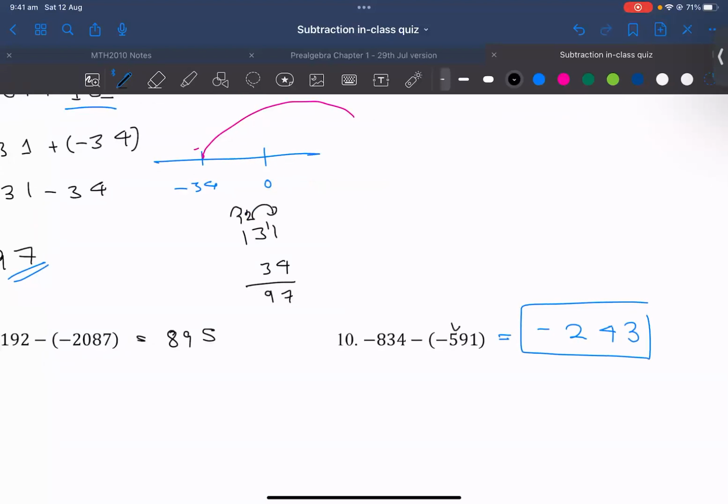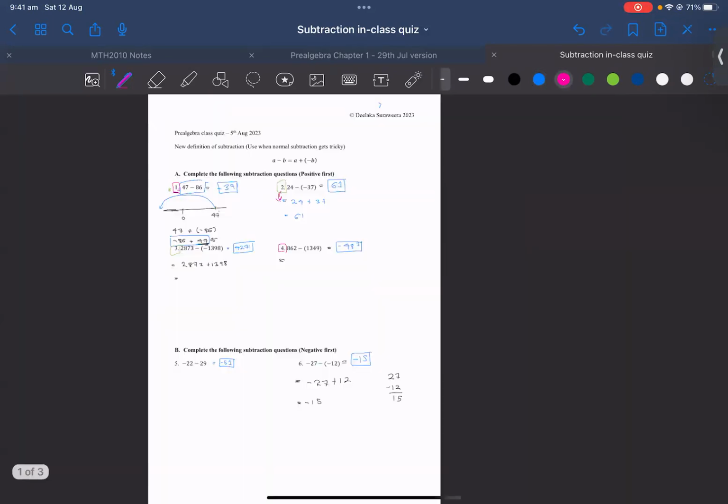Because you're starting at negative 834, and zero is somewhere far away. But then you go to the right, because remember, subtraction of a negative becomes addition. You're adding a smaller number, so it's not big enough to cross over to the positive end. It still stays negative. Does that make sense why it stays negative? Yeah. Right. Okay.